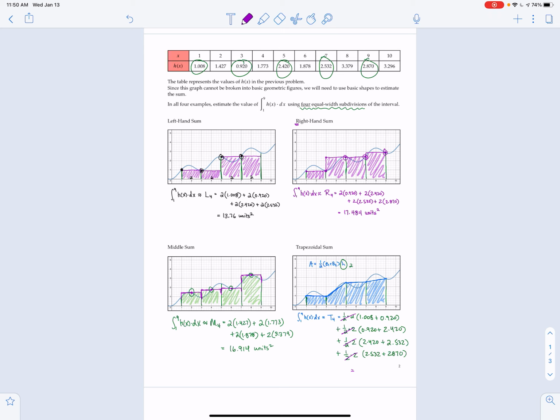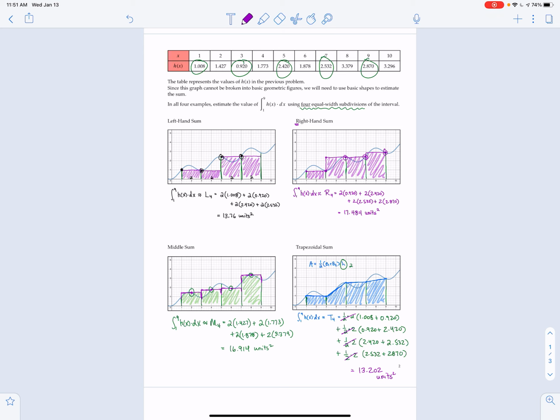So 1.008 plus 0.920 plus 0.920 again, plus 2.420 plus 2.532 plus 2.532 plus 2.87. And in this situation, I am getting an estimation of 13.202 units squared. Now, my friends, we have reached the end of this problem.